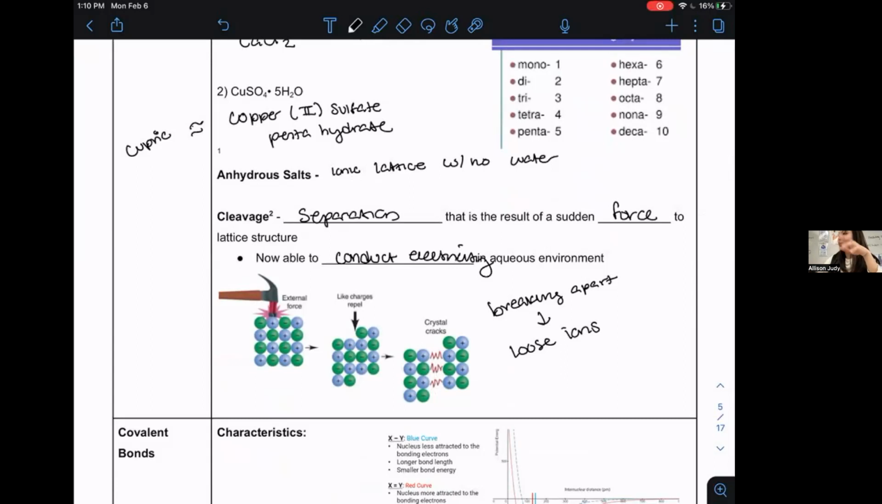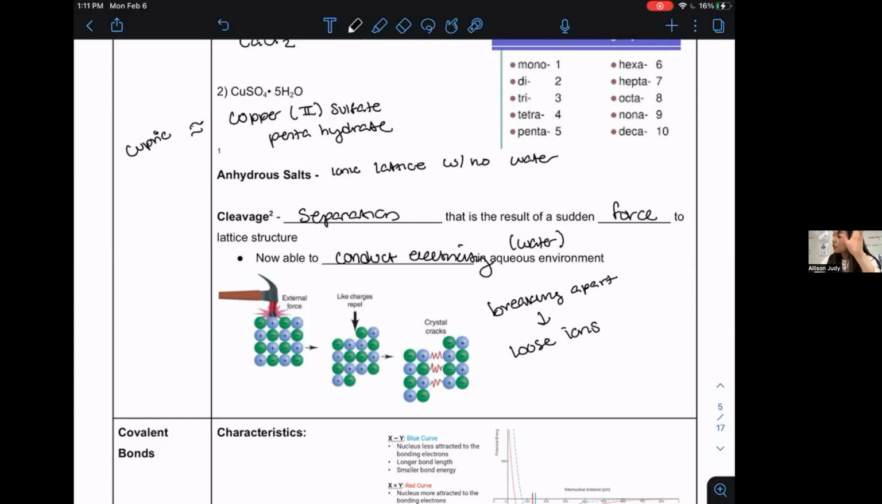Okay, in what we call an aqueous environment, in a water environment. So let's say you create a blunt force, such as stirring your salt cube. Okay, that's a blunt enough force. Hit the cube, it starts to break apart. You created a cleavage. Okay, the cleavage releases all the ions.